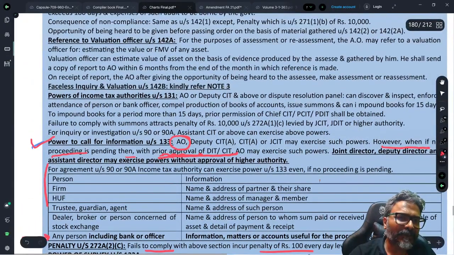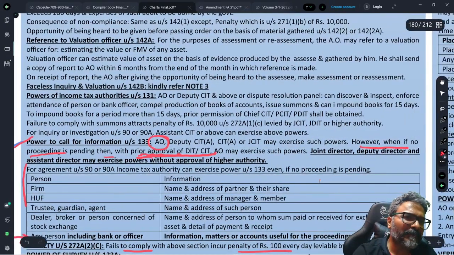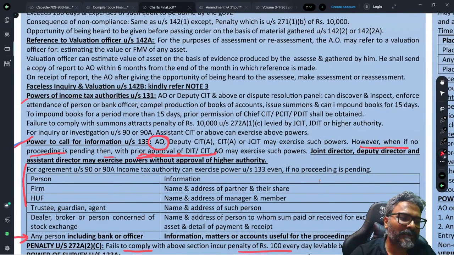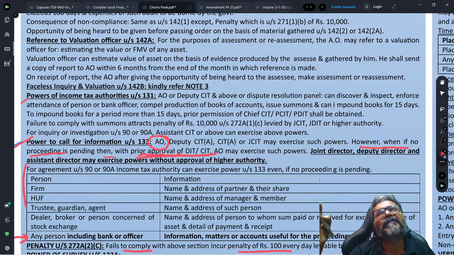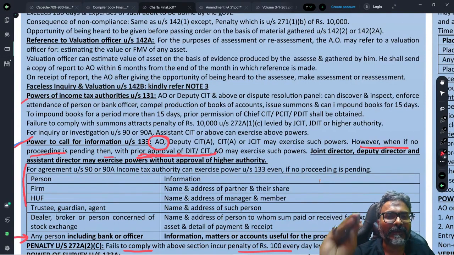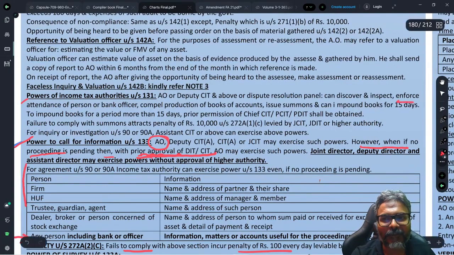Now the next section in our list is the power of 131. Again, a very big power. A dangerous power, students. Now, students, if you see here also, the notice can be given to any person, but there is something very peculiar, something very unique to section 131.